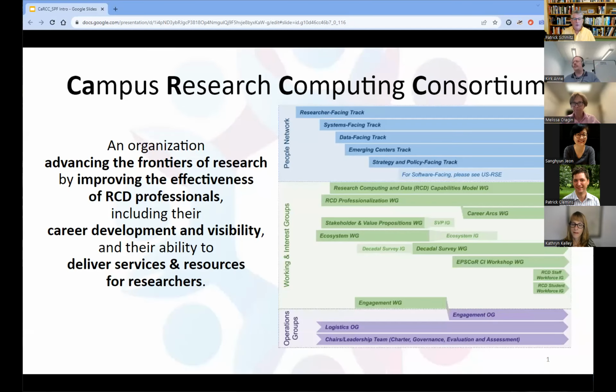Yes. Good. So for those of you who aren't familiar with CARC, we are the Campus Research Computing Consortium. It's just an organization advancing the frontiers of research by improving the effectiveness of RCD professionals, including their career development and visibility, which is a big thing that I care about, and their ability to deliver services and resources for researchers. Basically, it's a community coming together to share and do better at what we all do.